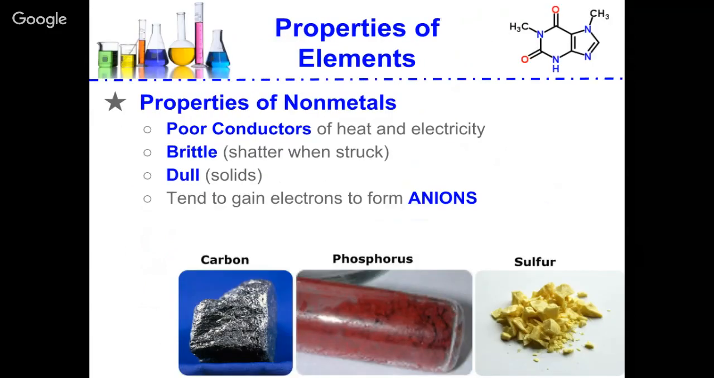And then the last one is the properties of our nonmetals. So let's talk about our nonmetals. Our nonmetals are all the way on the right side of the periodic table. They are poor conductors of heat and electricity. They shatter when they are struck with something hard, so that means that they're brittle. They're dull solids, which means that they do not have a shine to them. And they tend to gain electrons to form anions, and we're going to talk about that in future chapters to come.